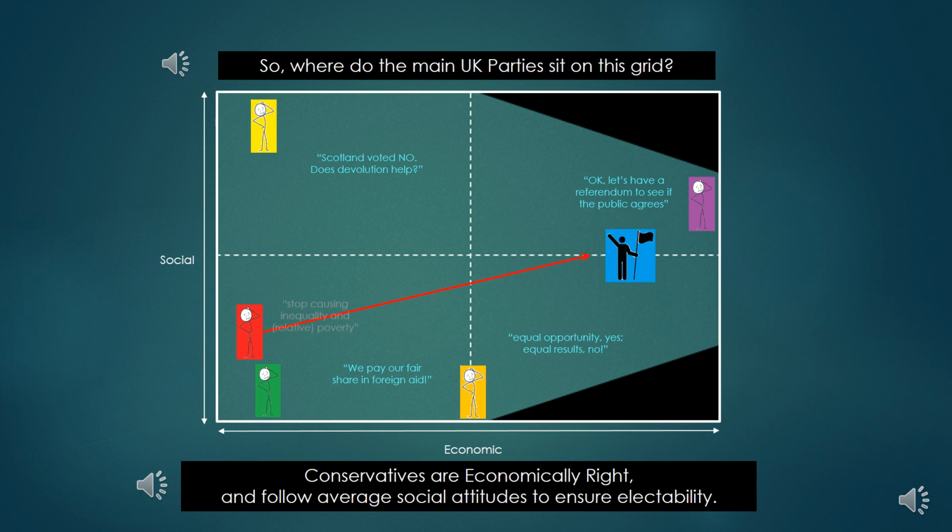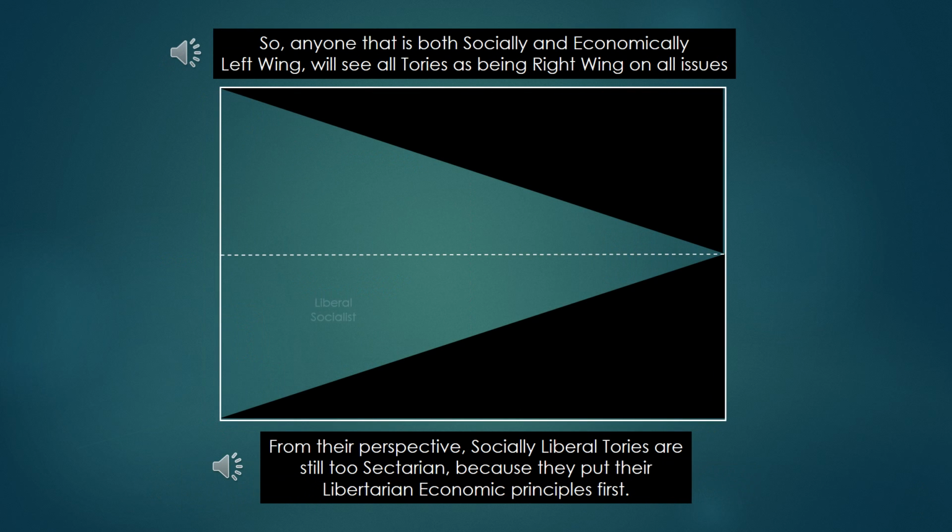Labour have shifted to the left. They want a more equal society, but we don't know yet whether they'd intend to increase taxes or defer it to the next generation by increasing borrowing. The Tories believe that the long-term effect of either is to reduce living standards and increase absolute poverty. So, anyone that is both socially and economically left-wing will see all Tories as being right-wing on all issues.